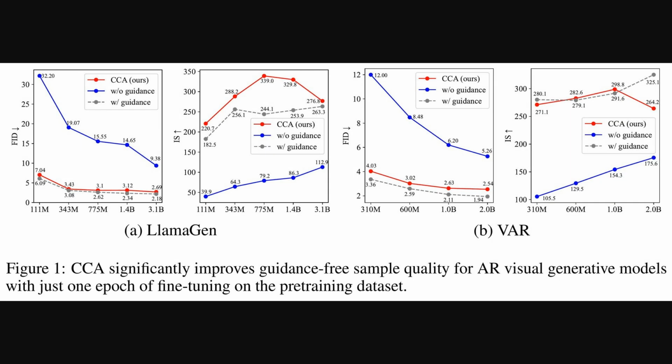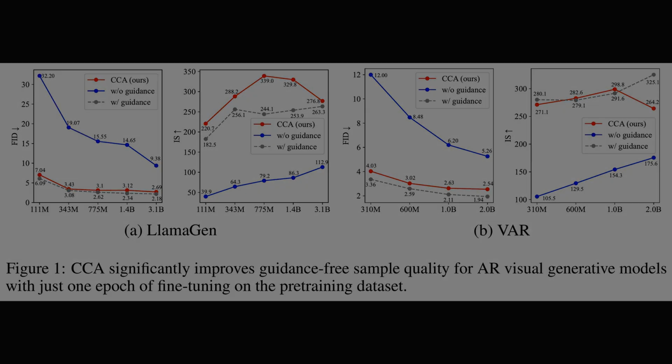Okay, looking at some initial results here. These plots compare CCA, shown in red, against standard guidance-free generation in blue, and the costly CFG method in gray, across different LlamaGen and VAR model sizes. For both FID and IS metrics, CCA dramatically boosts the guidance-free quality. It brings it really close to the guided performance, which is quite impressive after just one epoch of tuning, effectively bridging that gap we talked about.